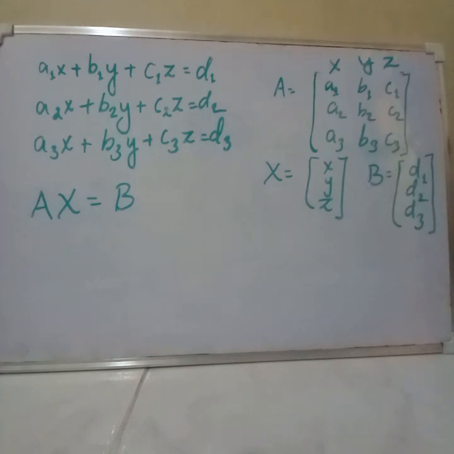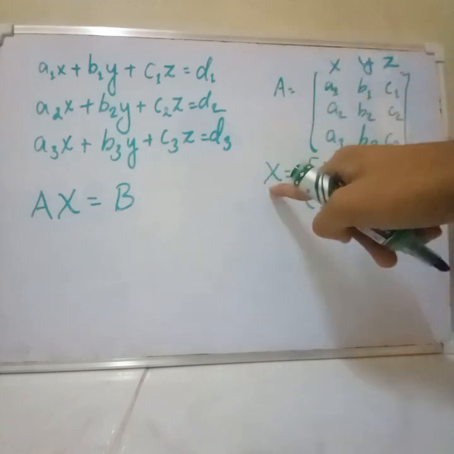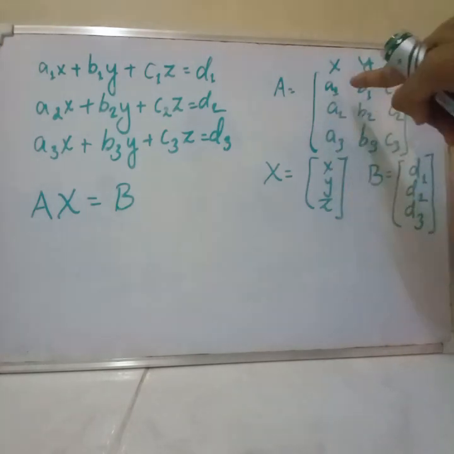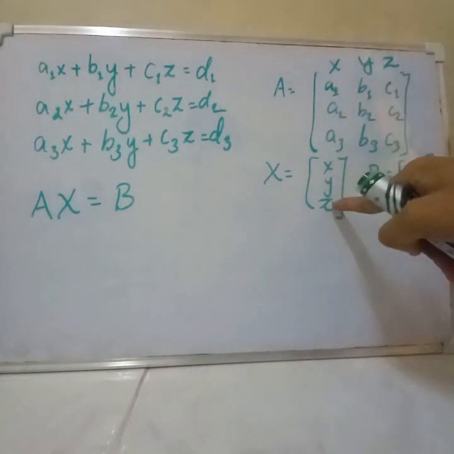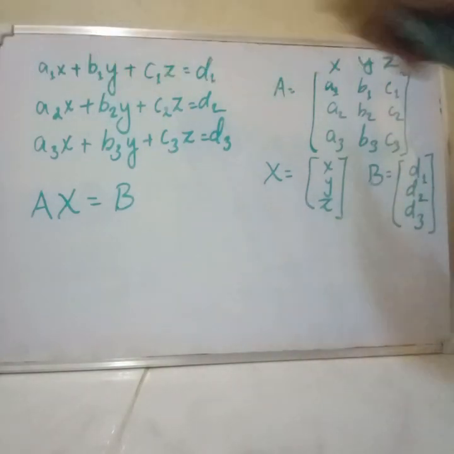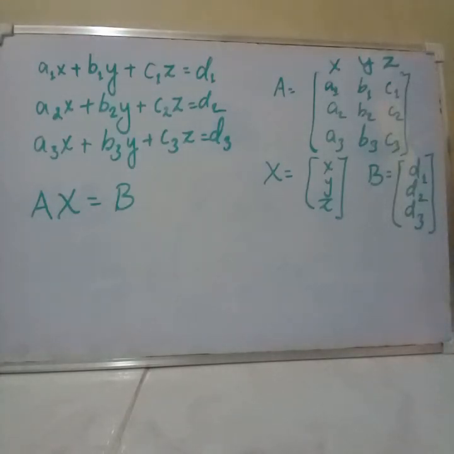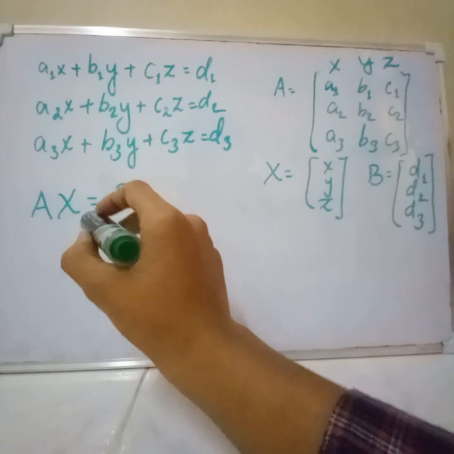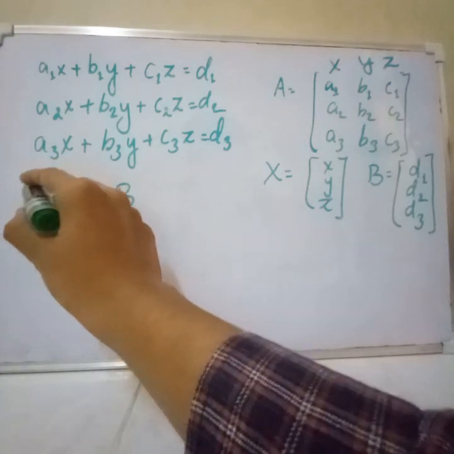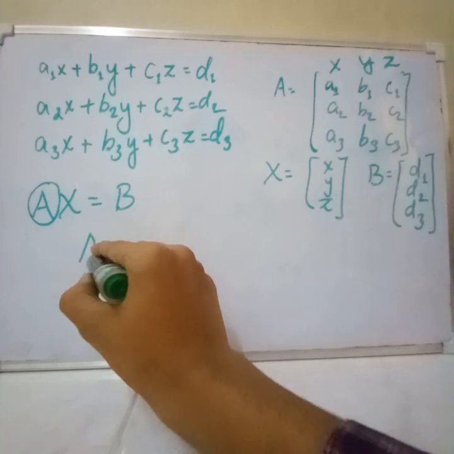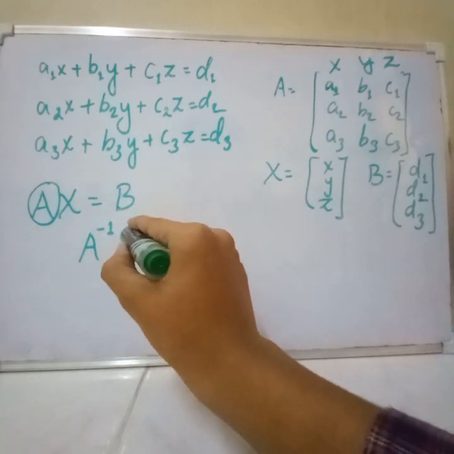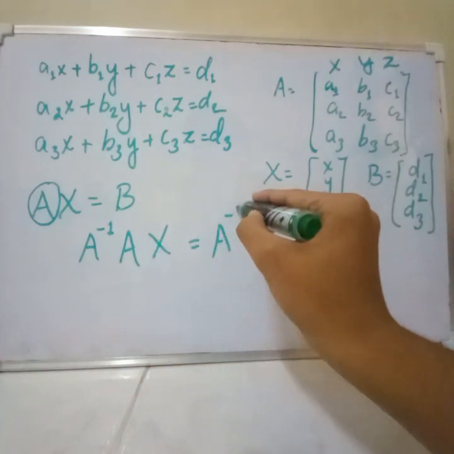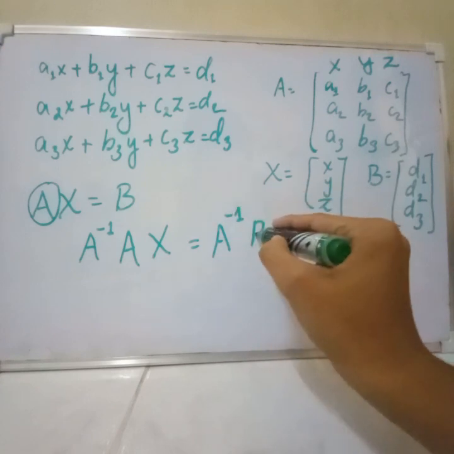So when we do the multiplication A into X, it will be equal to B, because a1 into x plus b1 into y plus c1 into z will be equal to d1. We get the same equations from these matrices. So now we need to find the value of X. To solve this, to remove this A, we have to multiply it by A inverse, on this side and the other side also. So we are multiplying by A inverse before it to remove it.